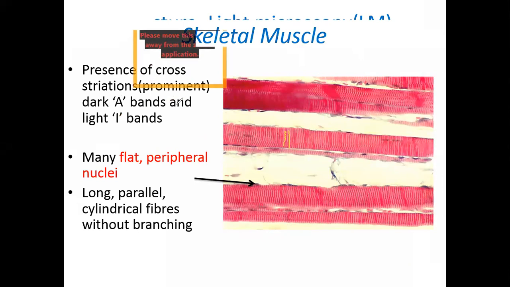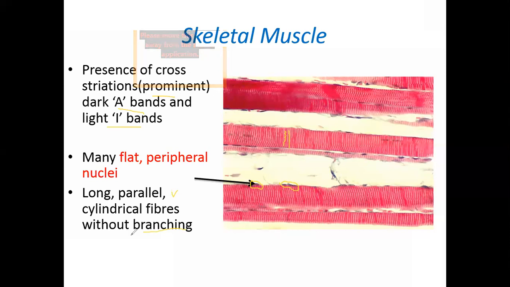So we again have prominent dark A bands and light I bands, and there are many flat peripheral nuclei. These are peripheral nuclei, not in the center. There are many of them, and they are long, parallel, cylindrical fibers without branching. Can you tell me which of the three types of muscle has branching? Yes, the heart. The cardiac muscle had branching, whereas skeletal muscle does not have any branching.